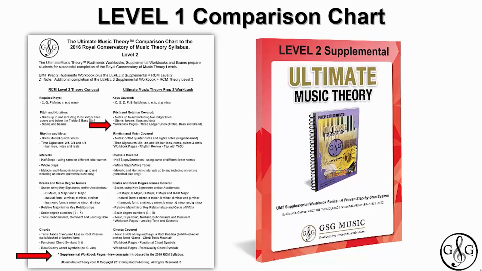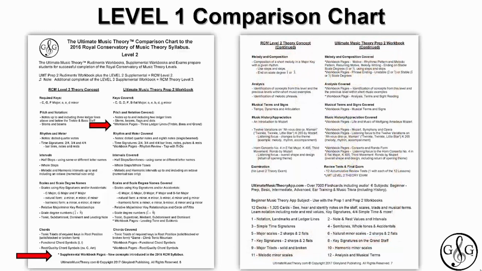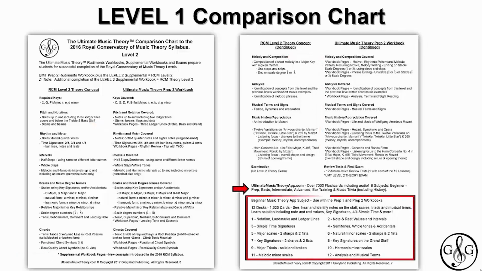Now the Ultimate Music Theory Flashcards app includes the beginner to prep level subjects, and it's actually divided into 12 decks. These 12 decks correlate to the 12 lessons in the matching workbook, and you can actually get all the information at ultimatemusictheory.com. If you haven't got the app yet, you definitely want to grab it.